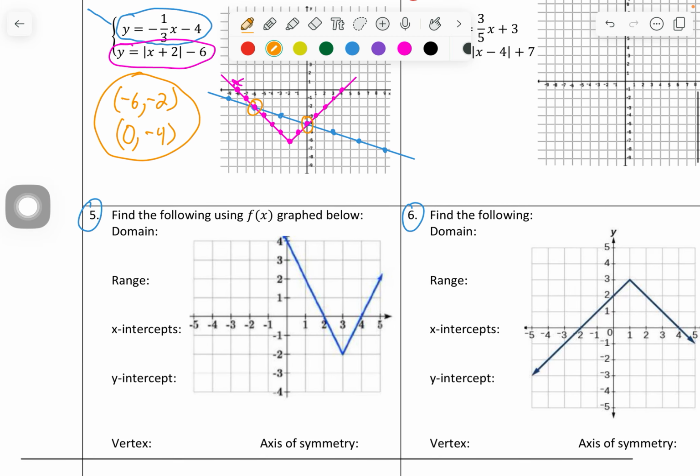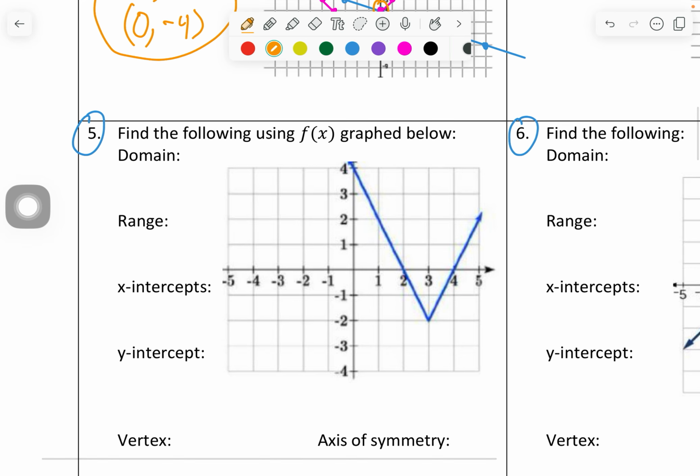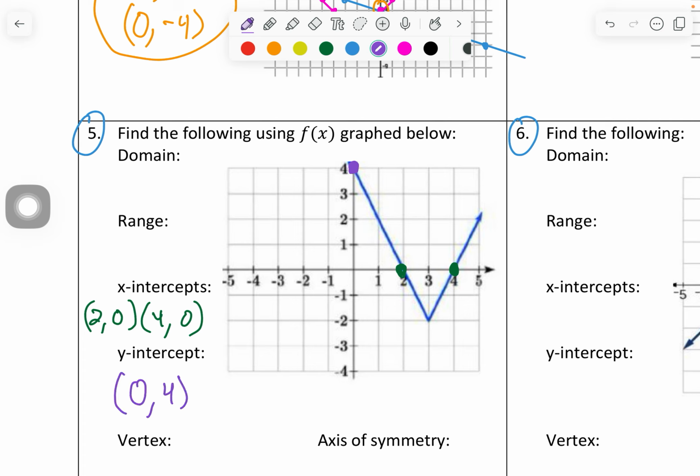5 and 6 are the key features. I'm going to start with the points. X-intercepts: look at how many there are. There's one here and there's one here. Where does it cross the x-axis? 2, 0 and 4, 0. Then the y-intercept: where does it cross the y-axis? Way up top right here, the purple dot. So 0, 4.